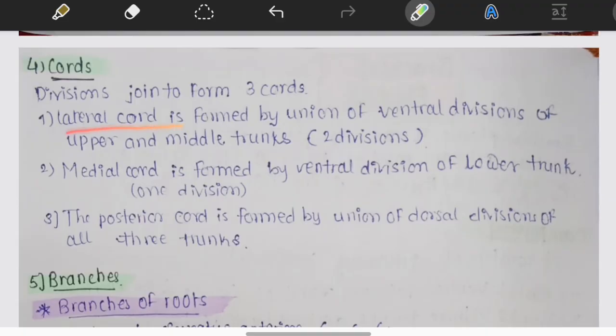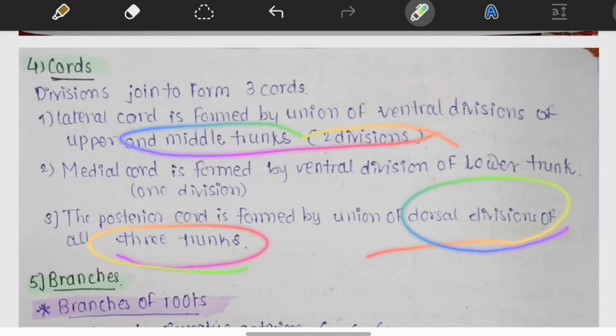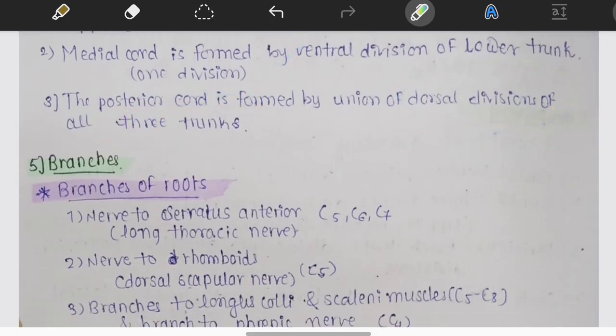Remember, in the lateral cord, 2 divisions are joined. The medial cord has only 1 division, and the posterior cord is formed by the union of the dorsal divisions of 3 trunks. Here 2 trunks, here only 1, and here 3 trunks in the posterior cord.